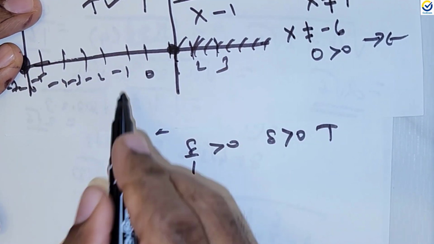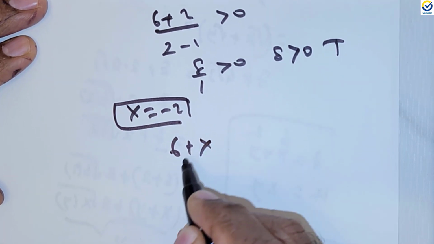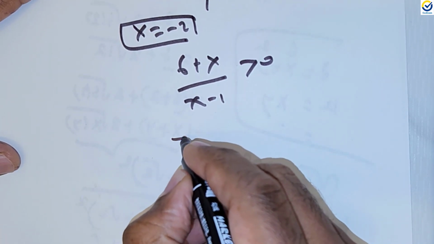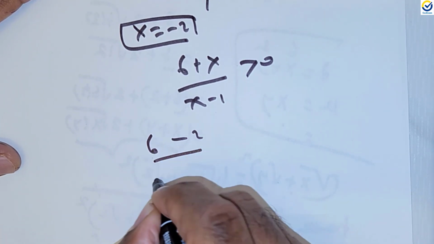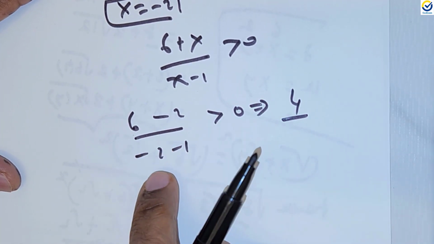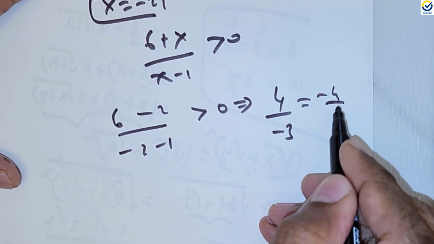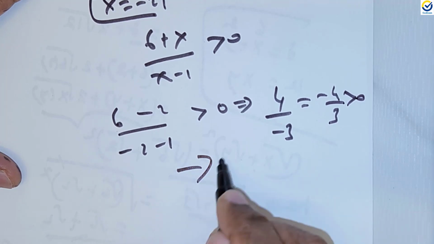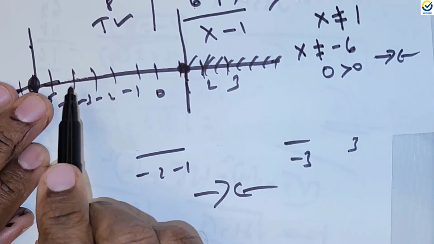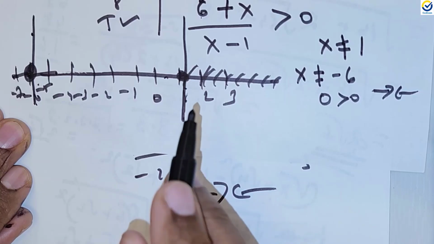Now let me check for x equal to −2. We need (6 + x)/(x − 1) greater than 0. So (6 − 2)/(−2 − 1) should be greater than 0. This means 4 over −3, that's −4/3. Is it greater than 0? No, this is a contradiction. So none of the values of x falling between −6 and 1 should be included in our solution set.